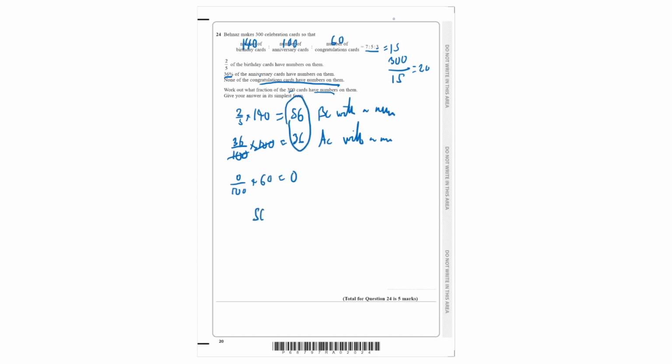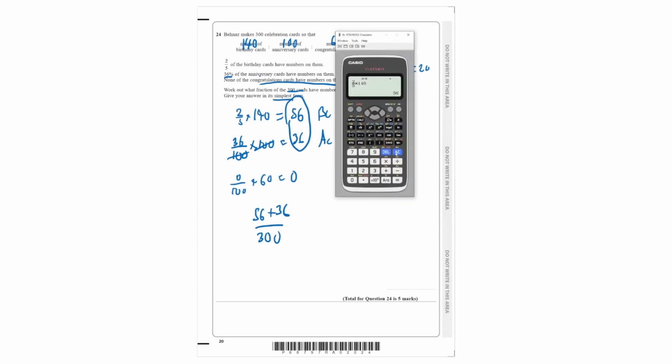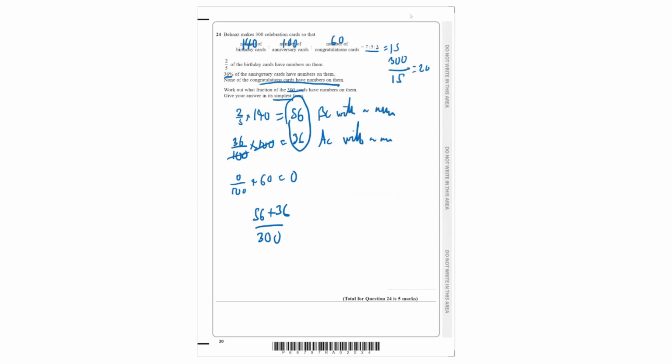So we have 56 plus 36, given as a fraction over the 300 cards. So divide it by 300 and give your answer in its simplest form. We can use our calculator here. We have 56 plus 36, which is then divided by 300. That gives us 23/75. 23/75 of the cards have a number on them.